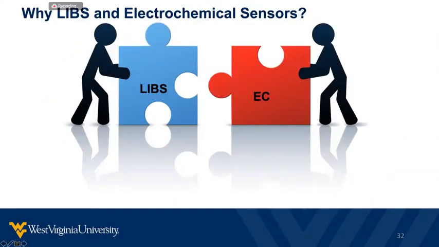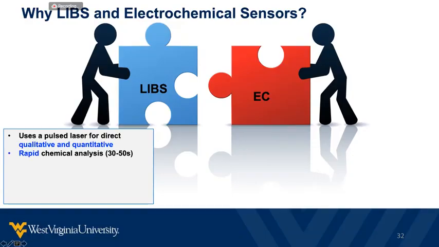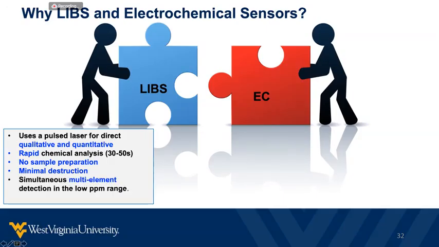So why did we choose LIPS and electrochemical sensors? Just to give you a glimpse, LIPS utilizes a pulse laser for direct qualitative and quantitative information. It's a very rapid chemical analysis technique requiring less than a minute. There's no sample preparation involved and it provides minimal destruction of the surface material. And most importantly, simultaneous multi-element detection in the low parts per million range.